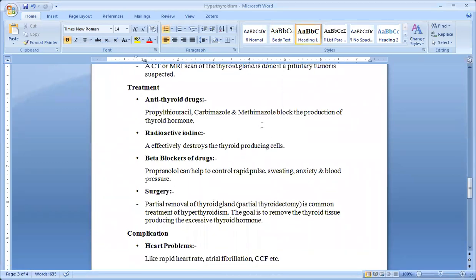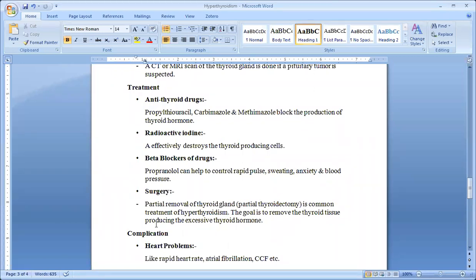Surgery lastly. If all the treatment is not effective, then obviously we have to remove that by surgery. So partial removal of the thyroid gland is called a partial thyroidectomy. Tomy means what? Cutting. If a small area is affected, remove that part only. That is the partial thyroidectomy.